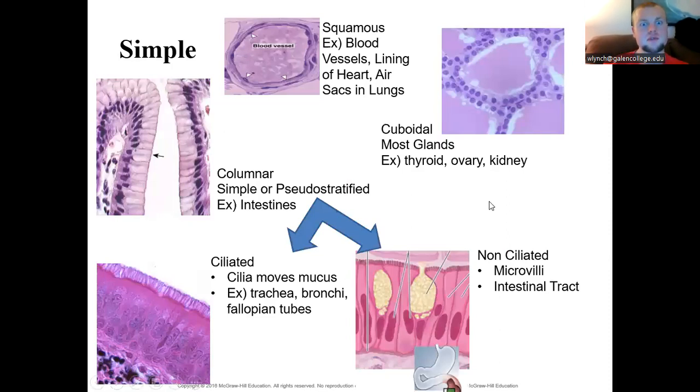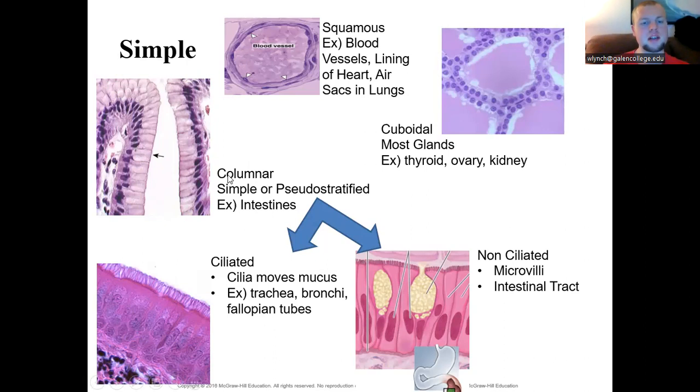So here are some examples of simple. Right? We have a simple squamous lining here. You can see this in this capillary. Here we have a simple cuboidal lining. You can find this in most glands, also in the kidneys. Here we have a simple columnar. You can find this in areas of the intestines. We're going to maximize surface area for absorption.